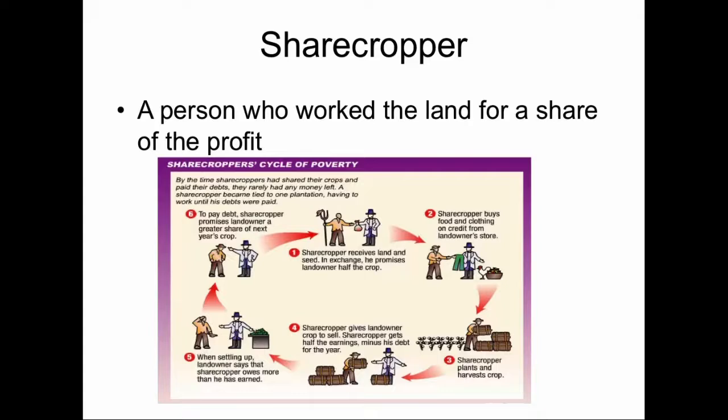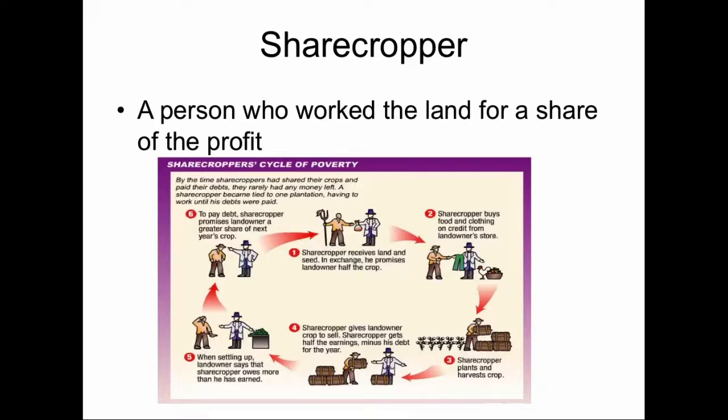He's going to bring in people to work the land. Those are the sharecroppers. And their job is to basically do the same job that they did when they were slaves, except for now they are quote unquote free people. And the deal basically worked like this.